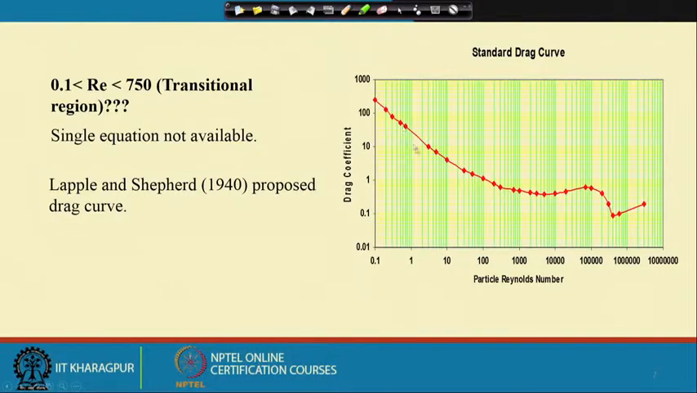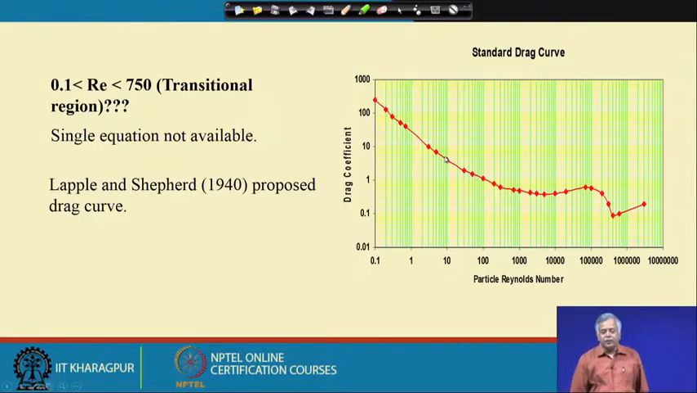So my CD and RE should have this type of trend, but I cannot apply that equation when I am dealing with much bigger particles which have a Reynolds number in this range, or for very fine particles which follow this range. That is the limitation I was mentioning: different equations have these limitations.